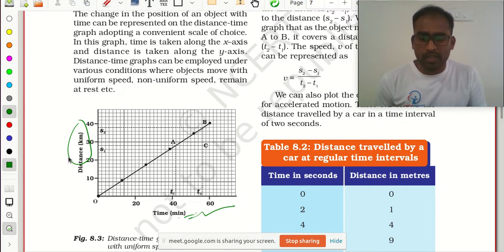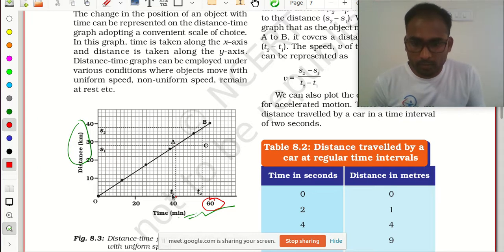Now I will ask Shalini: in 60 minutes, how many kilometers of distance has the object covered? 40 kilometers. In 60 minutes, it covered 40 kilometers. Perfect. Manivardhan, in 40 minutes, how many kilometers has that object covered?